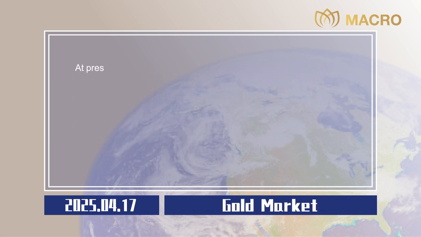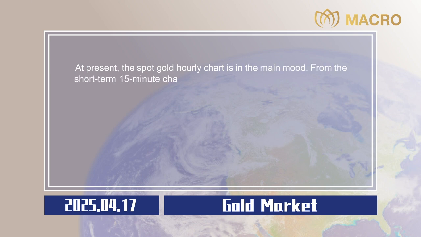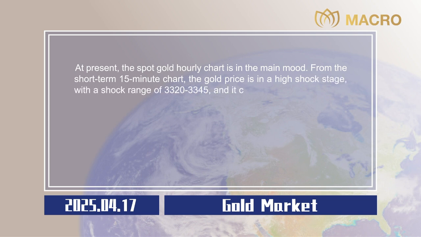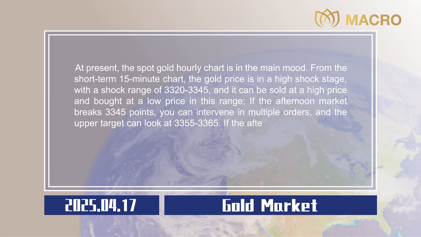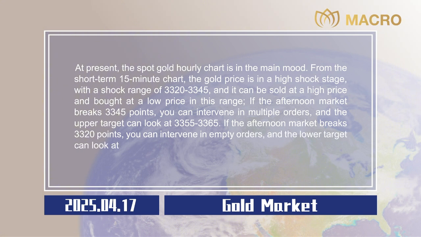Gold market. At present, the spot gold hourly chart is in the main mood. From a short-term 15-minute chart, the gold price is in a high shock stage, with a shock range of $3,320 to $3,345, and it can be sold at a high price and bought at a low price in this range. If the afternoon market breaks 3,345 points, you can intervene in multiple orders, and the upper target can look at $3,355 to $3,365. If the afternoon market breaks 3,320 points, you can intervene in empty orders, and the lower target can look at $3,310 to $3,300. Stop losses are all $5.